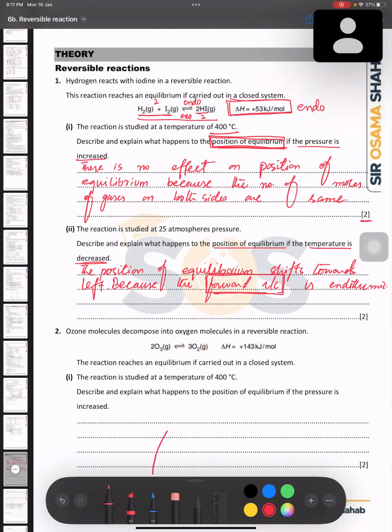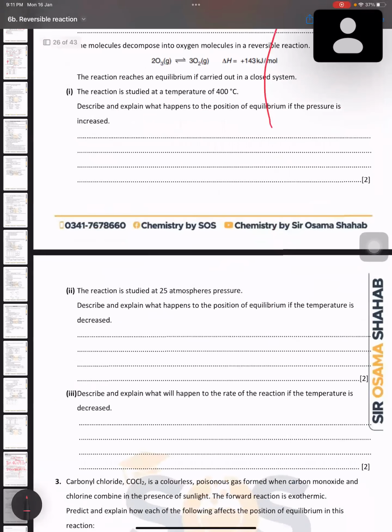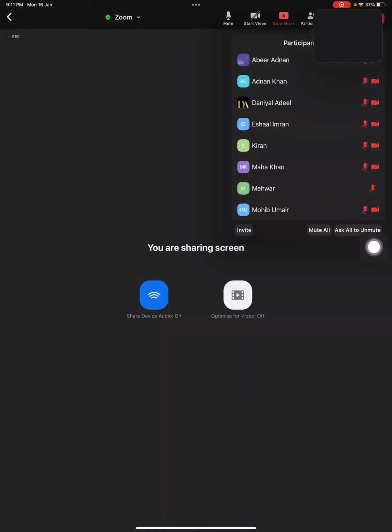Yes, sir. Now it's your turn to solve the question. So here we have one more question almost similar to this. So let's see, can you solve this or not, right? The third part is not for you because it is about the rate of reaction. You just need to solve the first part and second part.